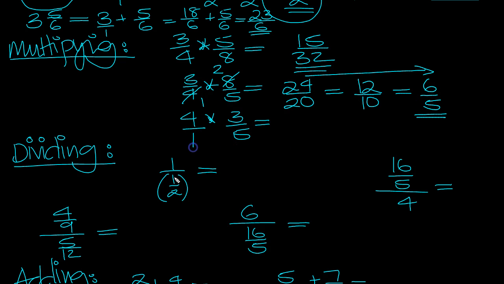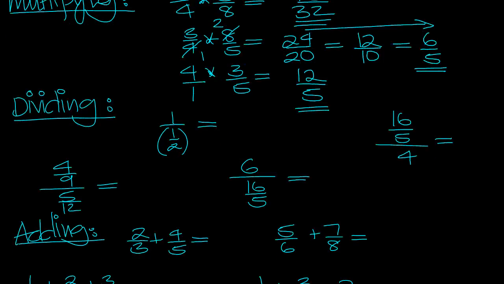So here, 4 times 3/5. Well, 4 is 4 over 1. So now we can multiply the top. 4 3s are 12. 1 5 is 5. 12/5. 4 lots of 3/5 is 12/5.